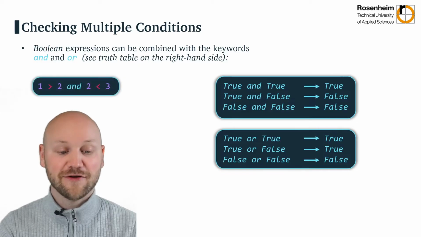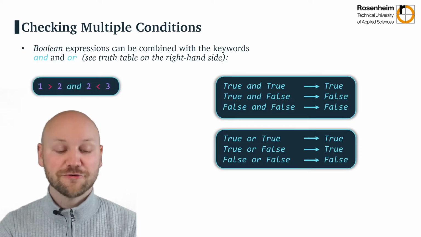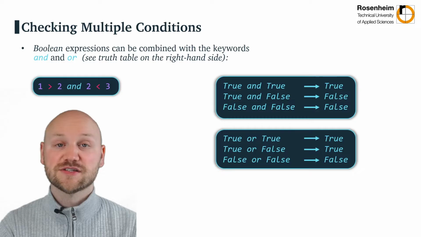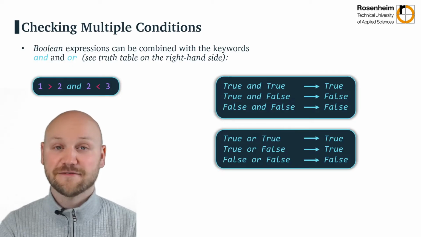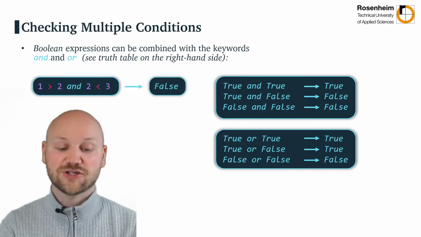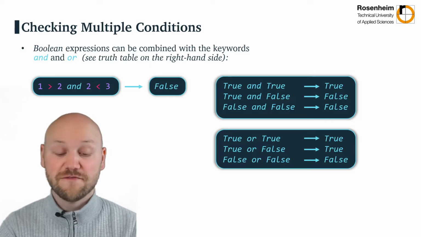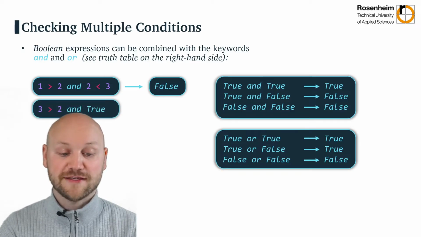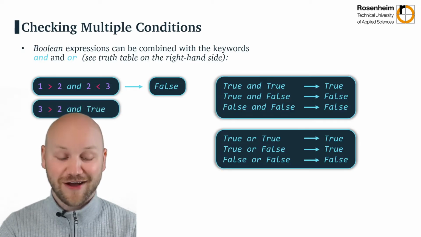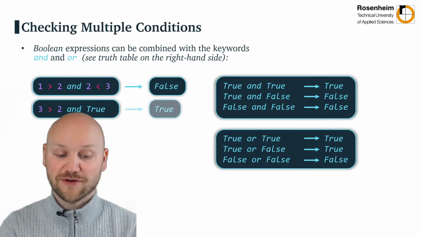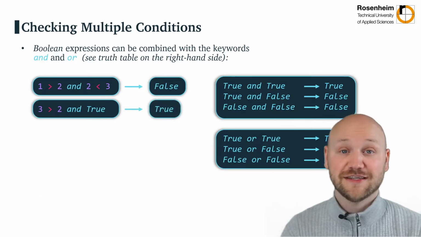So let's have a look at a few examples here. 1 greater than 2 and 2 smaller than 3. You can see that the left hand side is not satisfied, so actually leading to false, and false and true is a false. 3 greater than 2 and true is true because both sides are actually true.